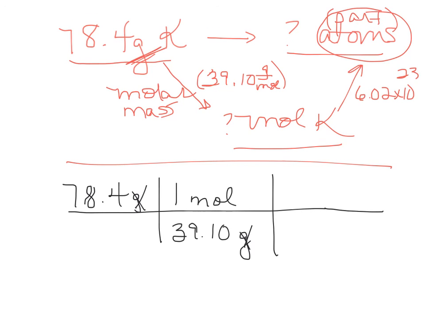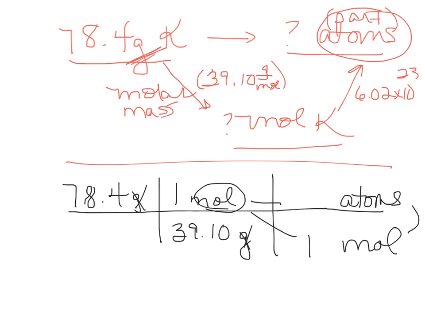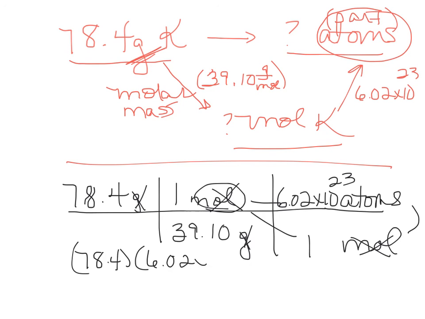I'm going to do a run-on calculation. I now need to go from moles to atoms. I put the units I'm trying to get to on the top, and I have to match units on the diagonal so they cancel. Number 1 always goes in front of mole. And how many atoms are there in a mole? 6.02 times 10 to the 23rd. Make sure units cancel on the diagonal, and that gives me 78.4 times 6.02 times 10 to the 23rd. The only thing on the bottom is 39.10, and then the 1 mole.